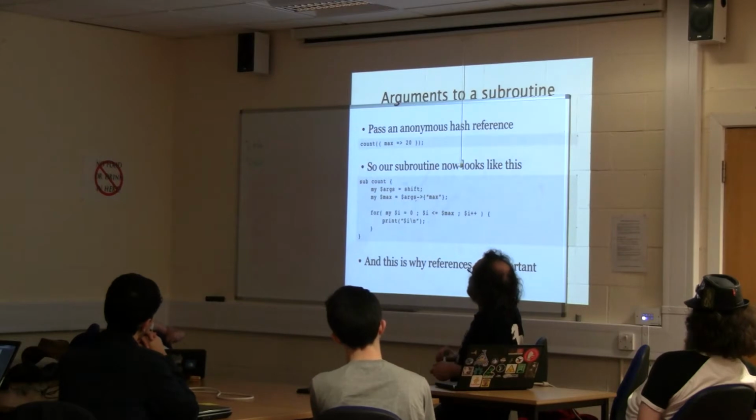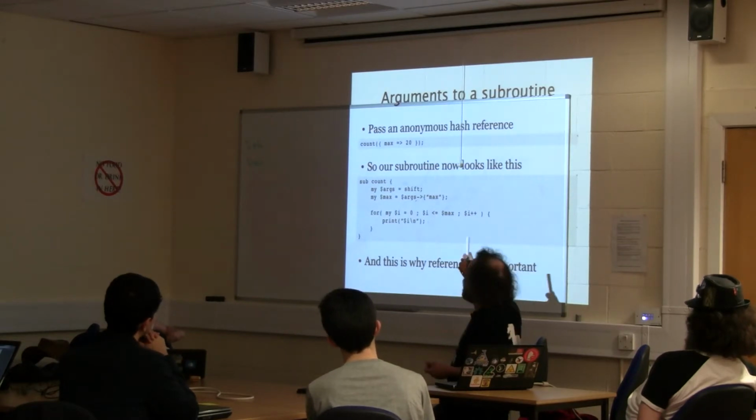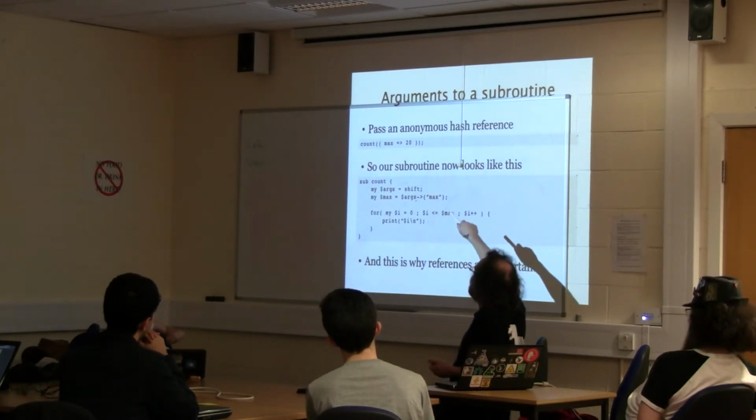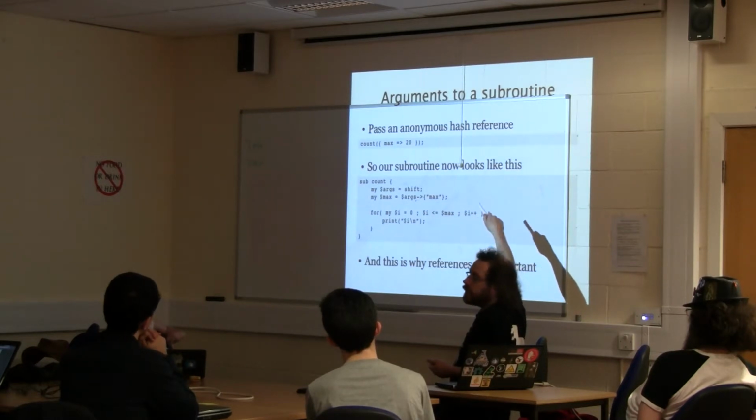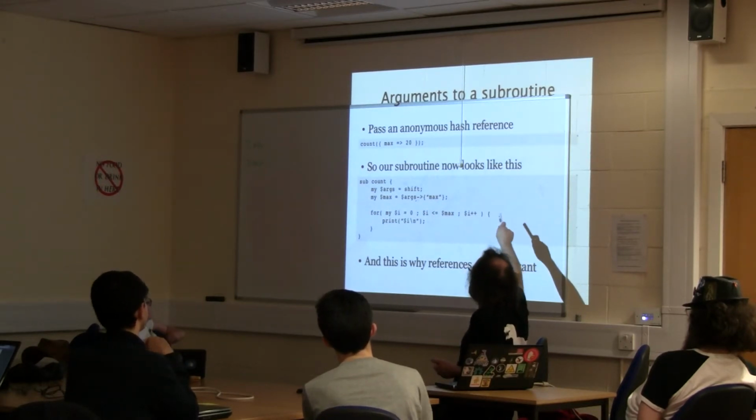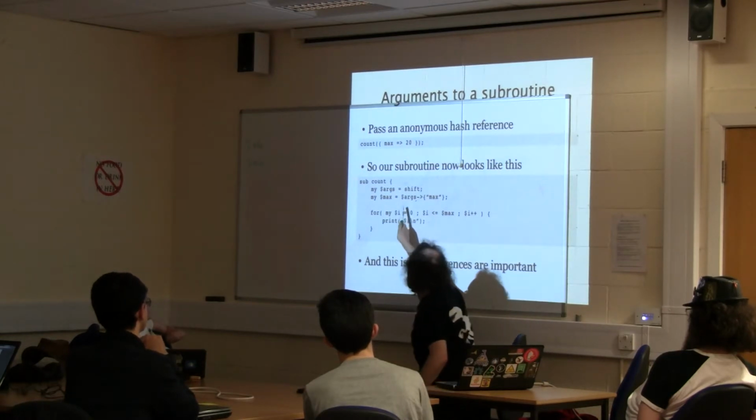So this here we're already familiar with. This is an anonymous hash with max 20. That's fairly straightforward, we've covered that already. So our subroutine call now looks like this. So $max equals $args{max}.